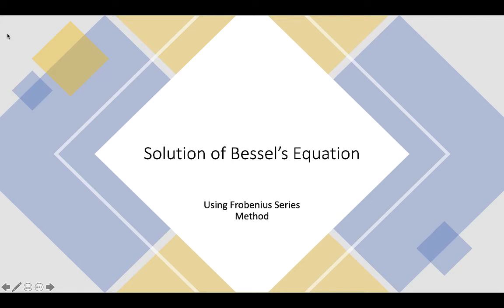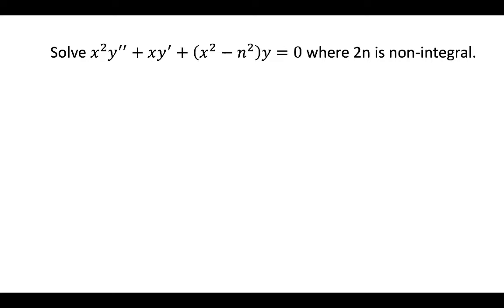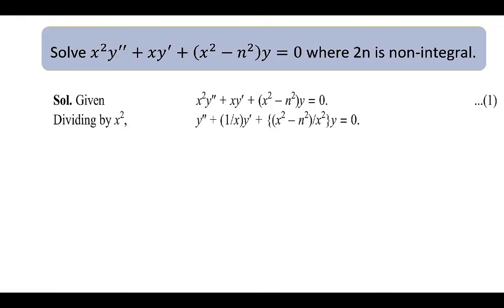Today let us solve Bessel's equation using the Frobenius series method. Consider the differential equation x² y'' + x y' + (x² − n²) y = 0, where 2n is a non-integral value.